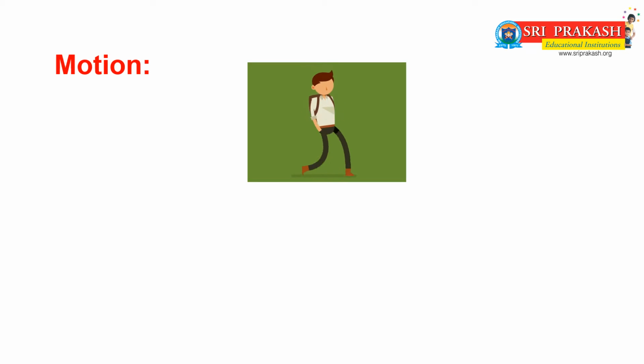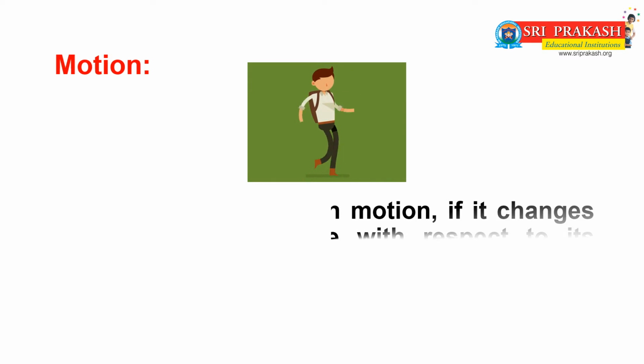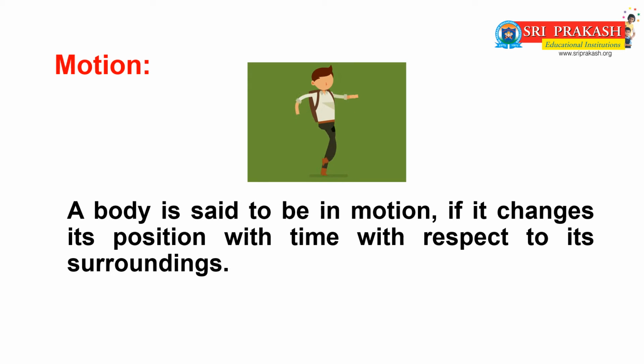All the best. Motion. In our everyday life, we see some objects at rest and others in motion. Birds fly, fish swim, blood flows through the veins and arteries, and cars move. Atoms and molecules move. The planets revolve. So, motion is related to the change in position of an object. In the definition of motion, a body is said to be in motion if it changes its position with time with respect to its surroundings.